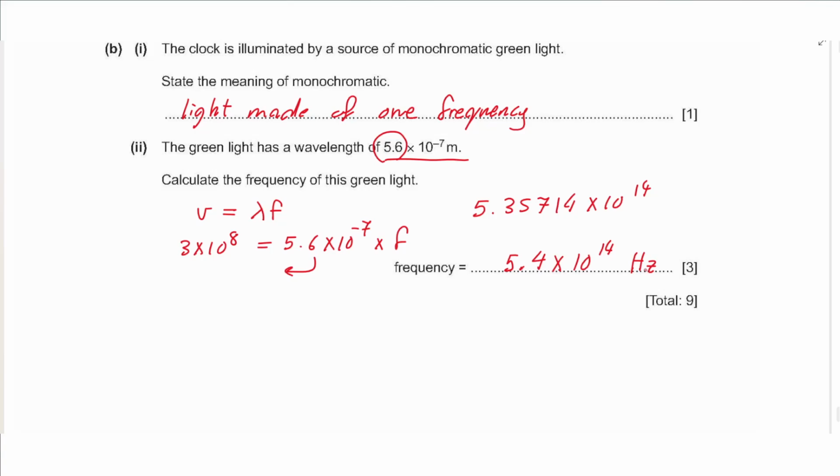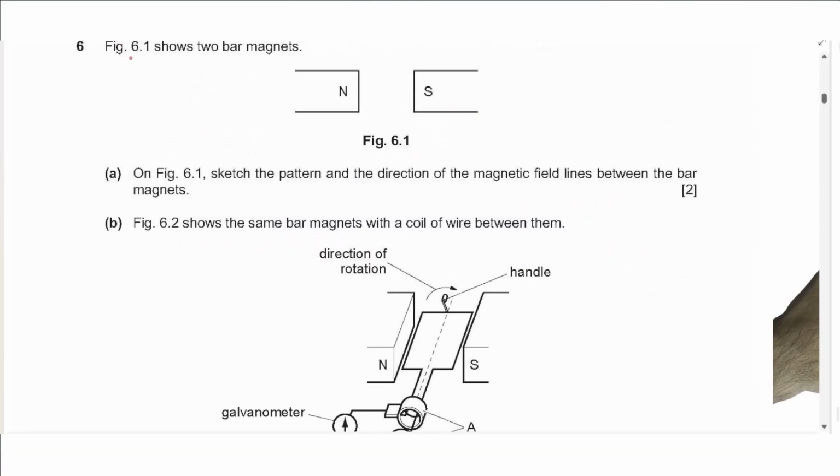The next question says figure 6.1 shows two bar magnets. On figure 6.1, sketch the pattern and the direction of the magnetic field lines between the bar magnets. So between two bar magnets, we have a uniform magnetic field pointing from north to south. So we draw parallel equally spaced arrows pointing from north to south.